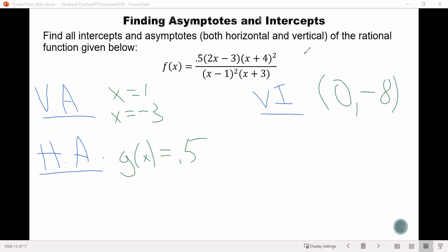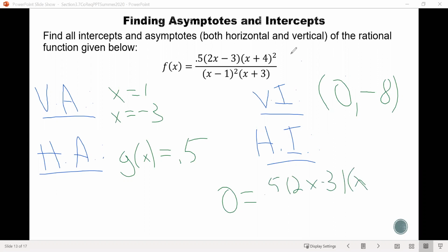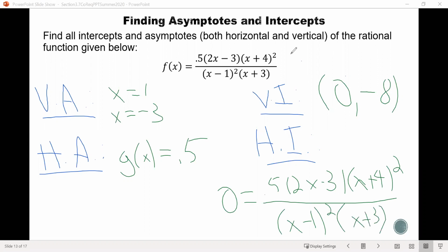All right, now horizontal intercepts. When we're finding horizontal intercepts, we do that by taking the function and setting it equal to 0, because we know the horizontal intercepts are where the output is 0. So 0 equals 0.5 times 2x minus 3 times x plus 4 squared, all divided by x minus 1 squared times x plus 3.